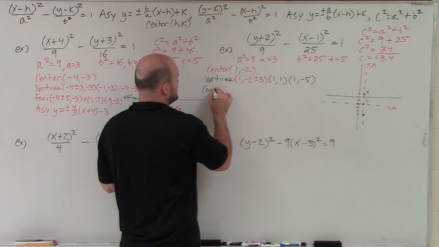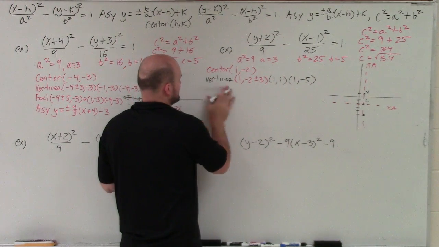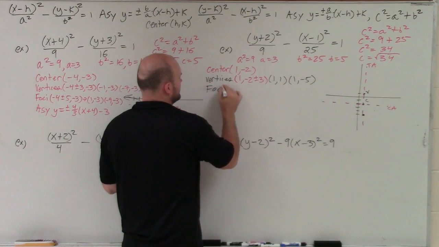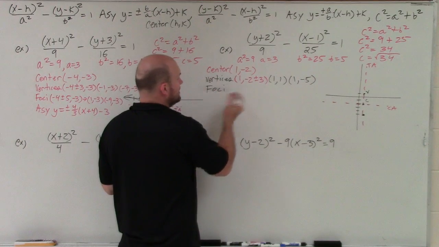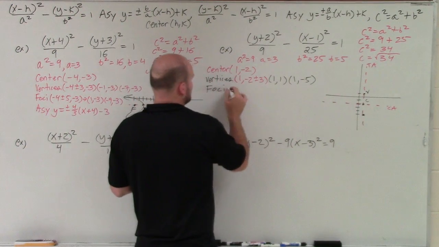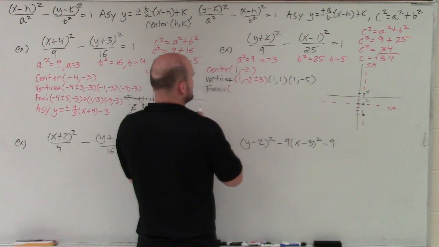Next I'll find my co-vertices. Oops, not. Let's find my foci, because those are going to be up and down as well. So my foci are going to be a value of c. So that's going to look something like this.